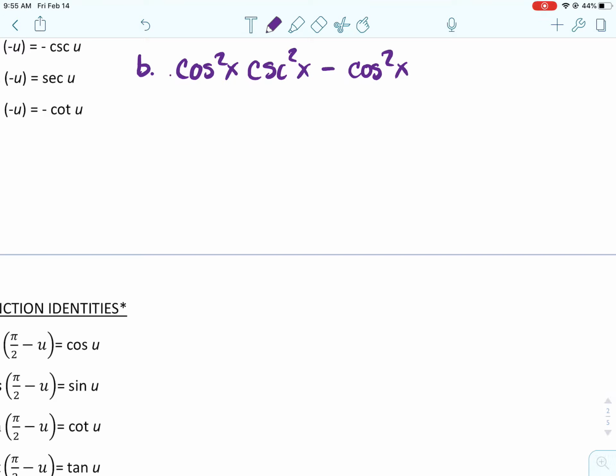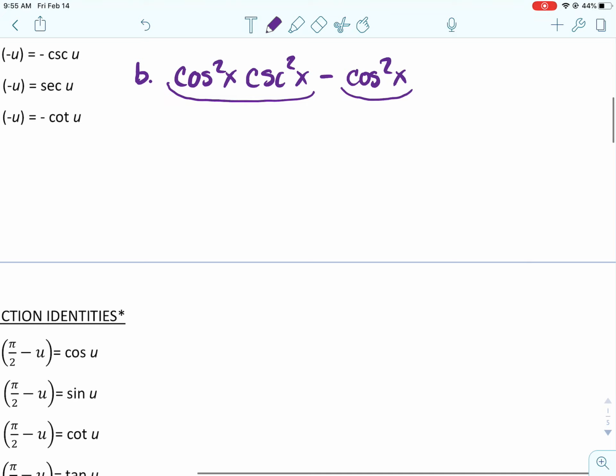So this is a term, and this is a term. What do they have in common? What do they both have? Good, cosine squared of x. So what we're going to do is factor out a common factor, which is cosine squared of x. I think I'm going to have to go underneath. So they both have a cosine squared of x, so we'll factor it out.